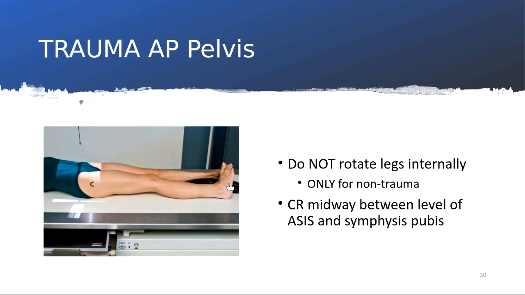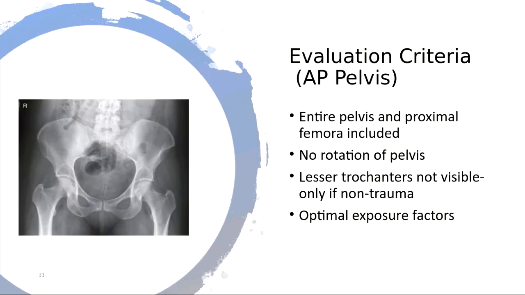Your central ray would be midway between the level of the ASIS and the pubic symphysis. Okay, just like the image on page 279. Okay, so you're about 2 inches below ASIS and midline. No internally rotating the feet, though, because this would be a trauma pelvis. So you're just taking the AP pelvis to see what's going on with the patient.